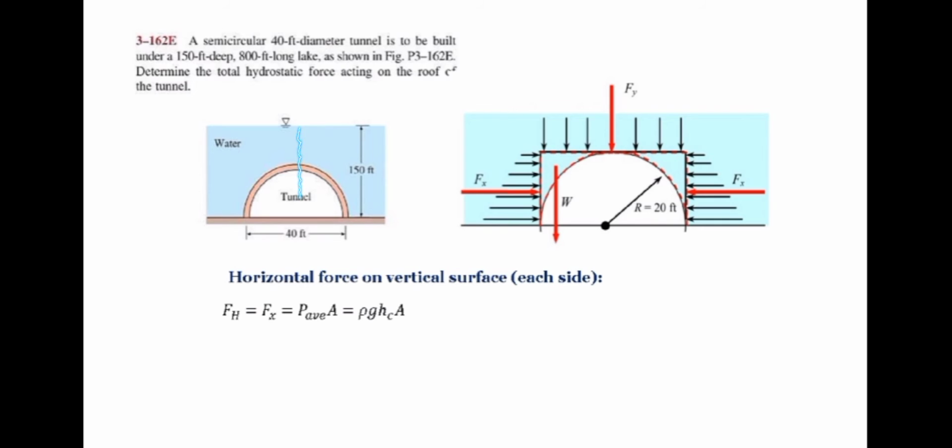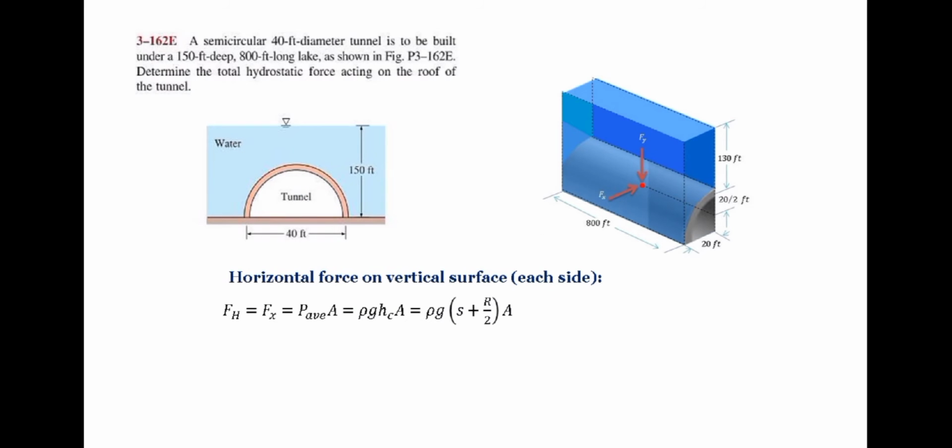So it will go like this. s stands for the distance from the water surface to the top of the tunnel. So this one. Then add it to half of the radius of the tunnel. So this one. So it is the height from the surface to the centroid of the liquid block. So the equation will become like this: ρ times g times (s plus r over 2) times A.